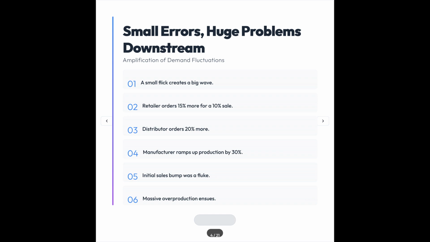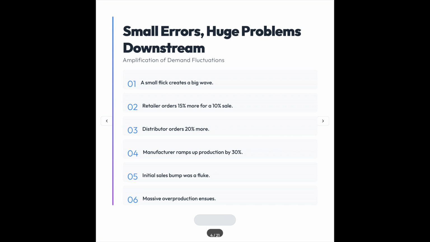A retailer sees a 10% increase in sales for a popular product. To be safe, they increase their next order from the distributor by 15%. The distributor sees this larger order and, worried about a trend, orders 20% more from the manufacturer. The manufacturer sees a big jump in orders and ramps up production by 30% to build a safety stock. But the initial 10% sales bump was just a short-term fluke. Now, the manufacturer has made far too much product, and all that extra inventory is sitting in warehouses along the supply chain. This means a small forecasting error at the start created a massive overproduction problem at the end.